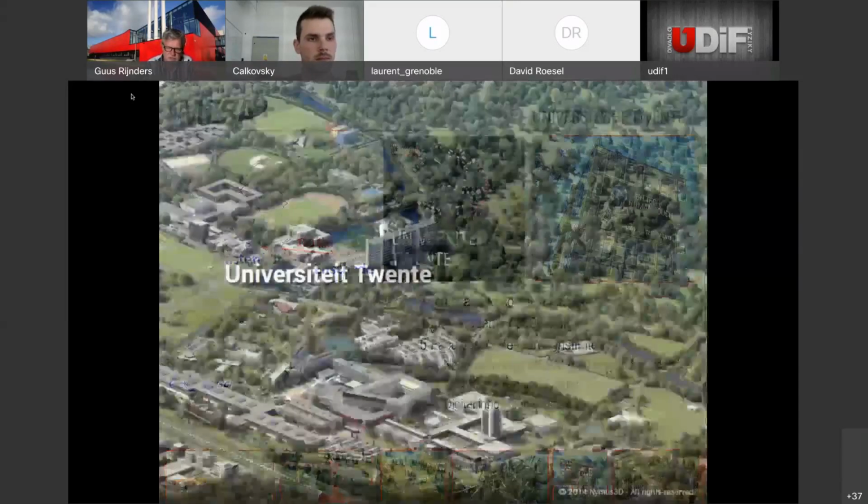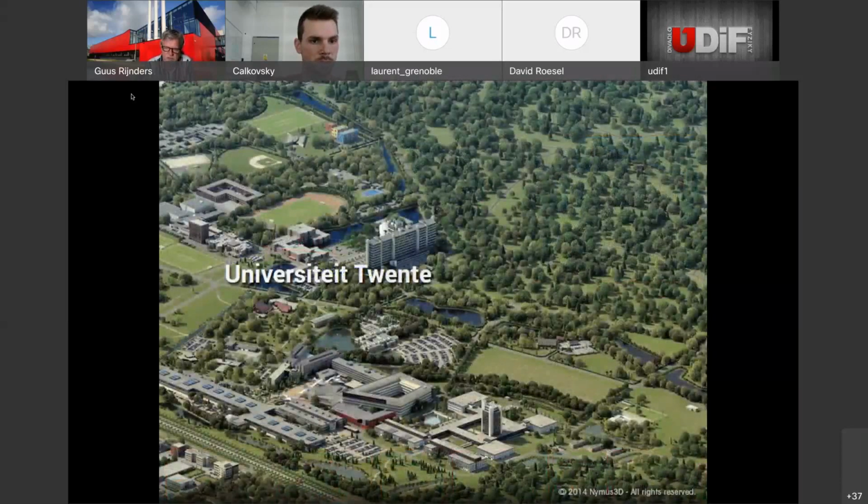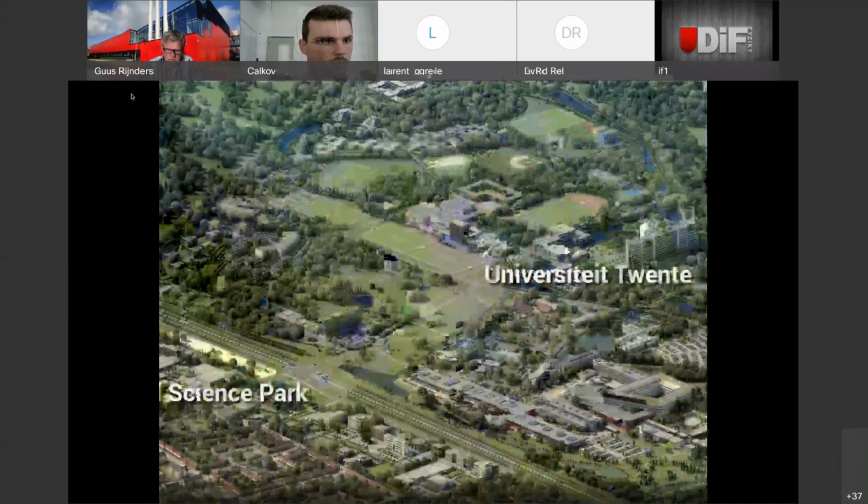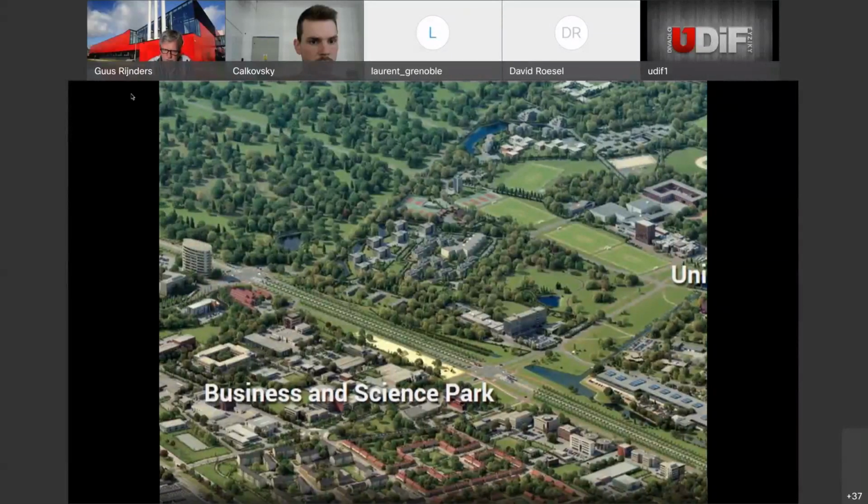And what is very interesting is that we are the only campus university in the Netherlands. So it's quite nice to live here and to work here. And we are very close to a business and science park. So a lot of companies that are spun off of the university find their place now very close to our campus.